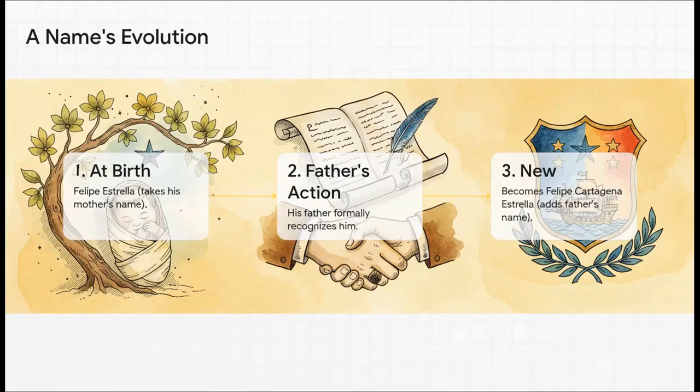And here's a perfect story of how that works. In the Dominican Republic, there was a man named Felipe Estrella, an hijo natural. Later on, his father officially recognized him, so in his marriage record it literally says he is now known as Felipe Cartagena Estrella. He added his dad's name, Cartagena. The name change itself tells a piece of his life story.